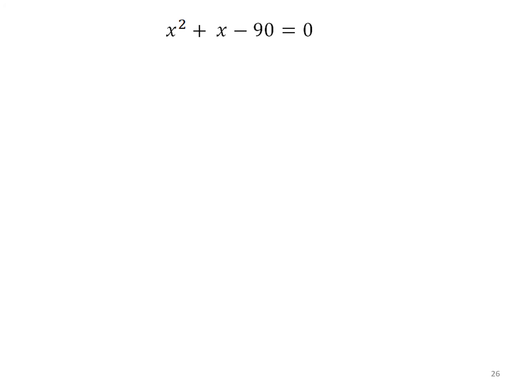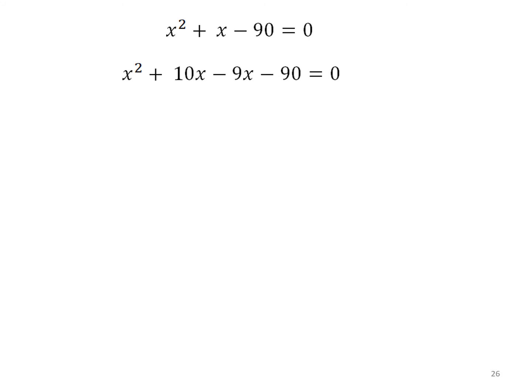So we take the quadratic equation x square plus x minus 90 is equal to 0. So two numbers when we multiply, we get the product as 90, and when we add or subtract, we get the answer as 1. That is nothing but 10 into 9. So x square plus 10x minus 9x minus 90 is equal to 0.